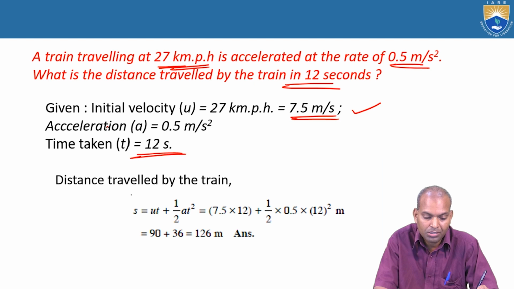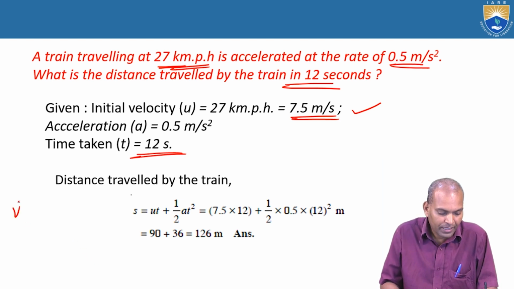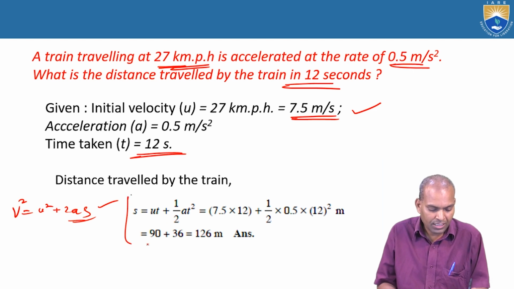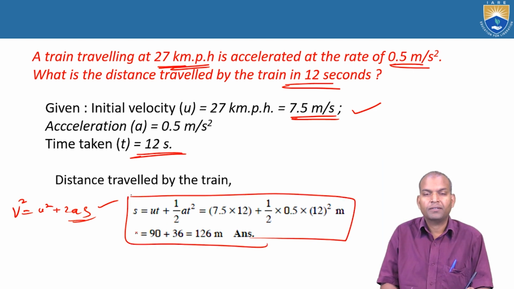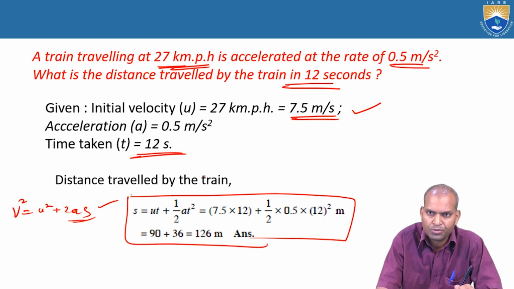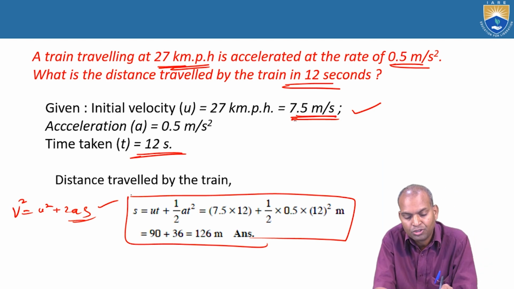Based on this data, the formula to apply is s = ut + ½at². You may ask about another formula, v² = u² + 2as. Here s is also there, but the time is not considered in it. So we apply s = ut + ½at², where u is initial velocity, t is time, and a is acceleration. Substitute those values, where the initial velocity converted from 27 km per hour into meter per second is 7.5 meter per second.